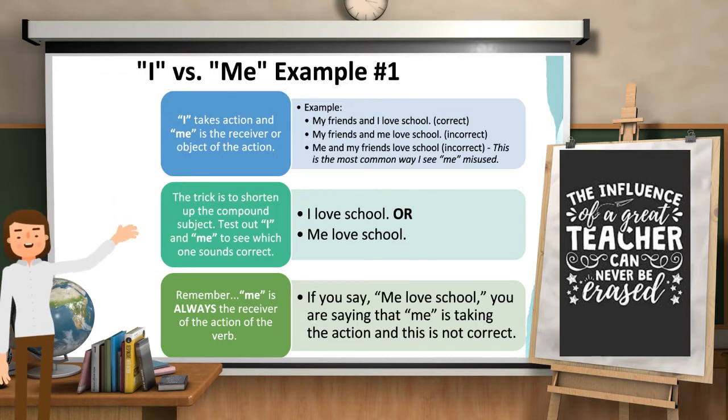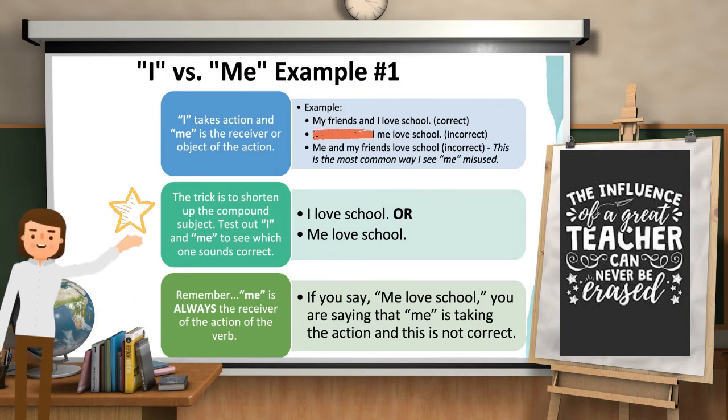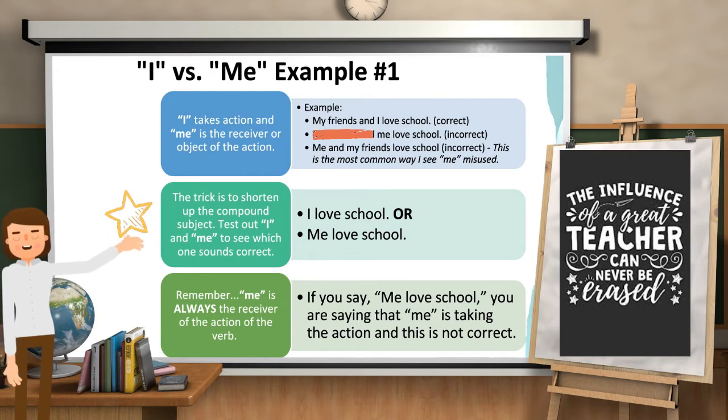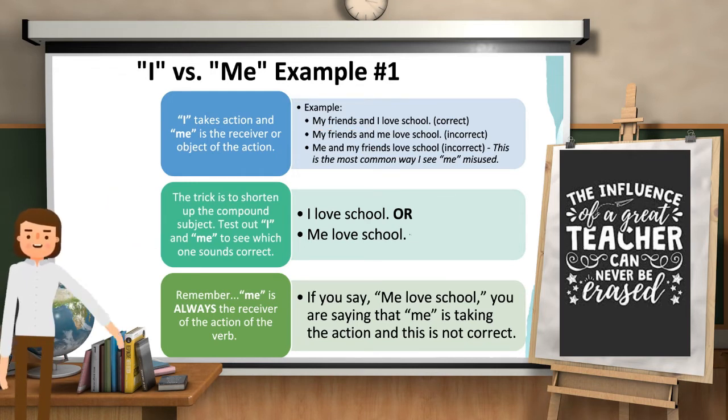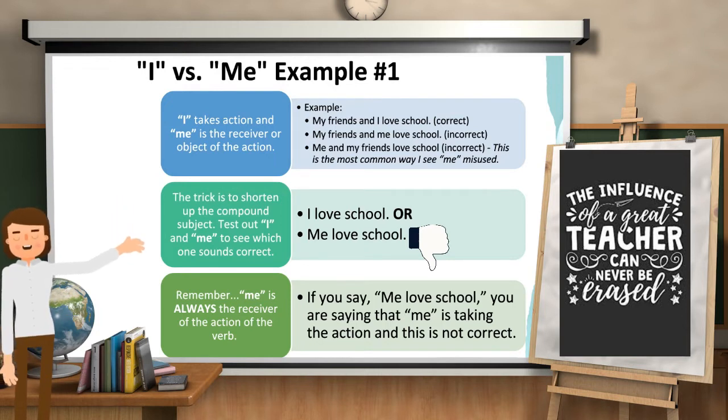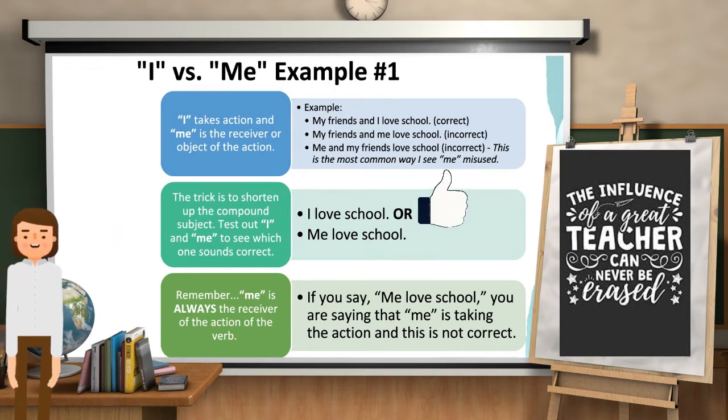So the first one here is I versus me, and the example I've given you is my friends and I love school. That is correct. And the second sentence there is my friends and me love school. So Mrs. Hole taught us when we are confronted with a compound subject, which in this case is my friends and me, the way to test it to see if it's correct is simply to remove the first part or the compound part and reduce it down to me, and then say it to yourself, me love school. And at that point, it doesn't sound right. So you know that it has to be I.